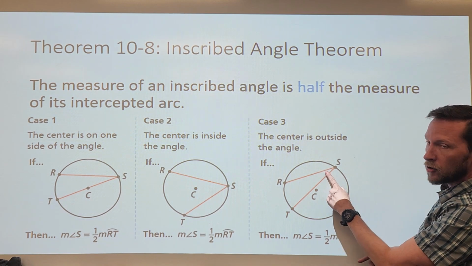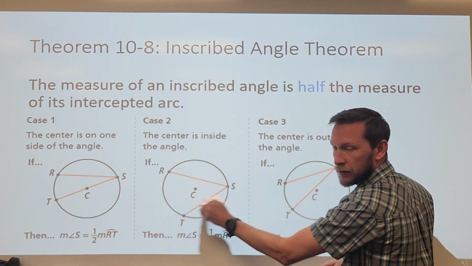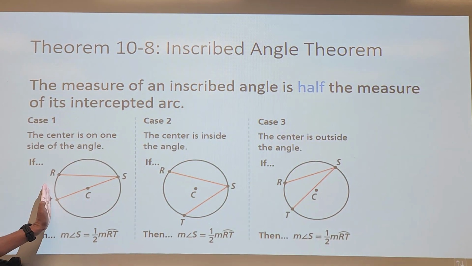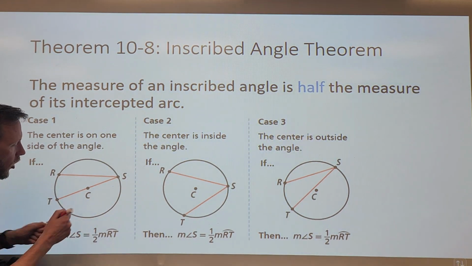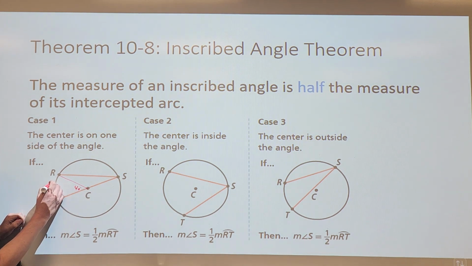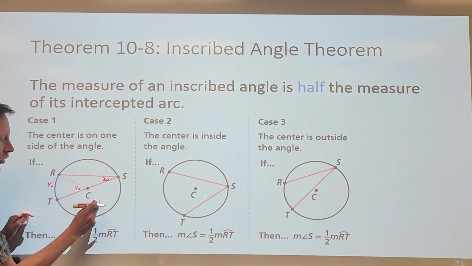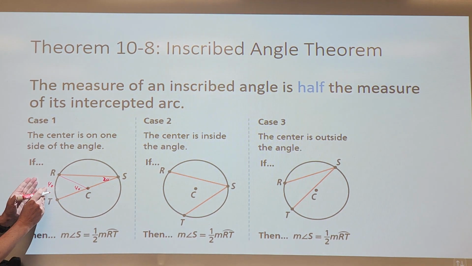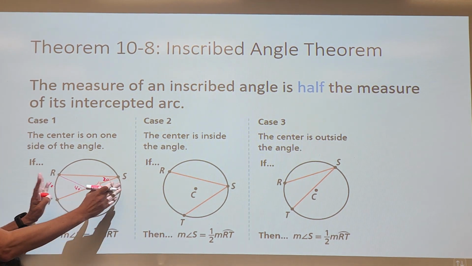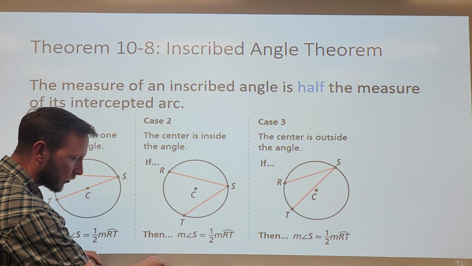The measure of the angle is always half the measure of the intercepted arc. So if we know that this arc is 40 degrees, then this angle will be 20 degrees, right? Because if this is 40, half of 40 is 20. That's going to be the relationship that we're going to have with these inscribed angles, all right?